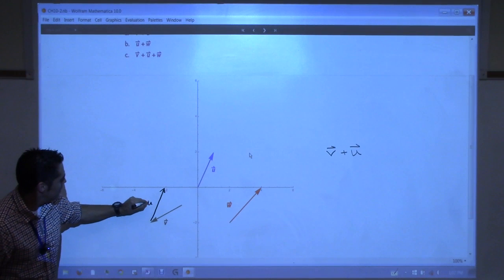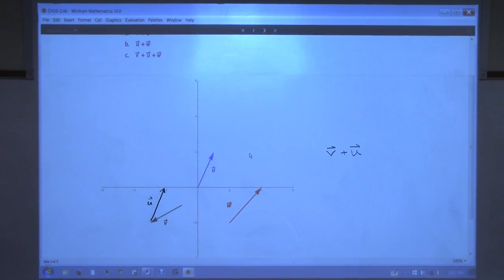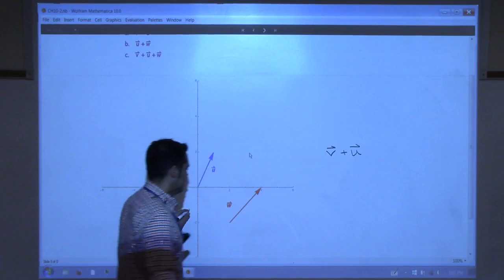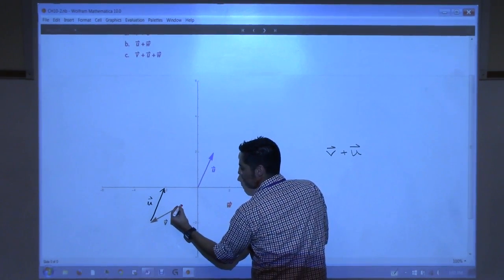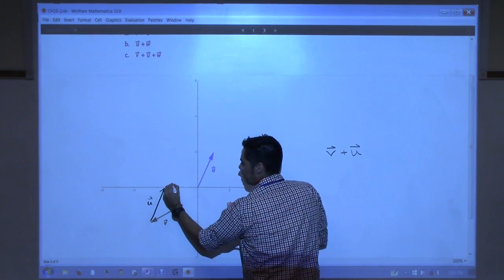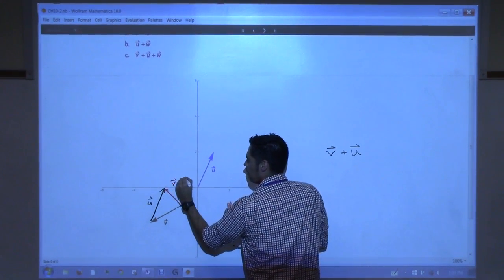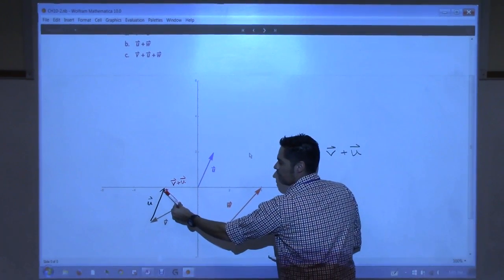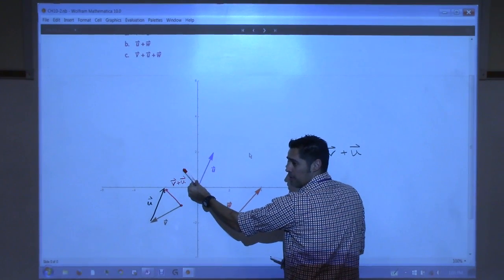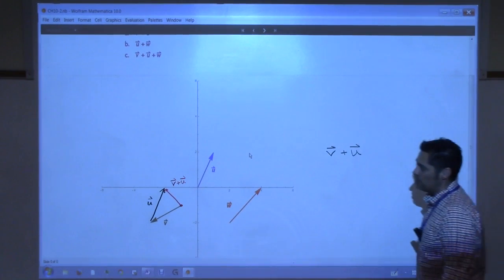All right, this is u right there. So what is v plus u? Have I drawn it yet? No? What is it? It's a vector that goes from where to where? From the tail of v to the tip of u. So the vector that goes from here to here, that is v plus u. And once I have that vector established, I can move it around. I can move it up and over. I can orient it at the origin if I wanted to. But that is the vector v plus u.